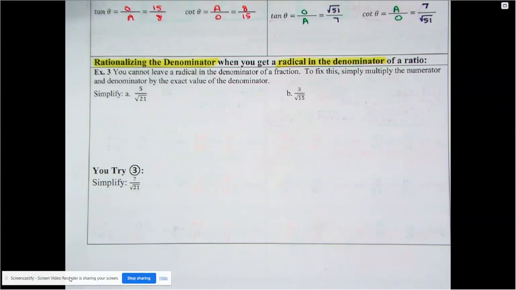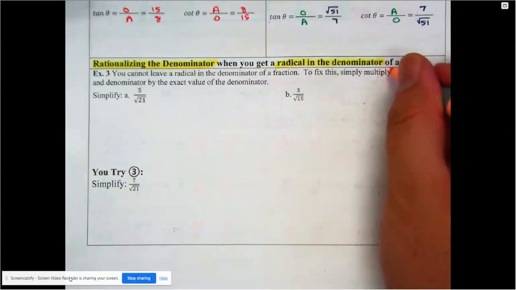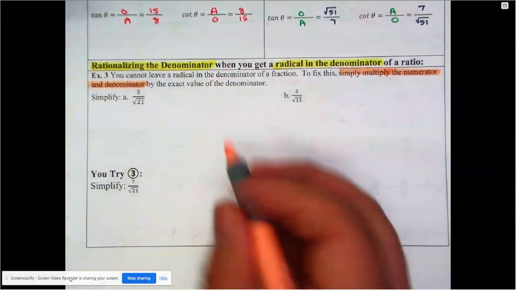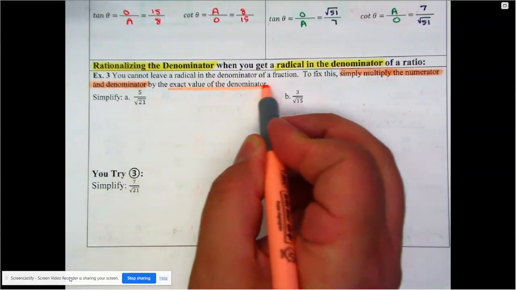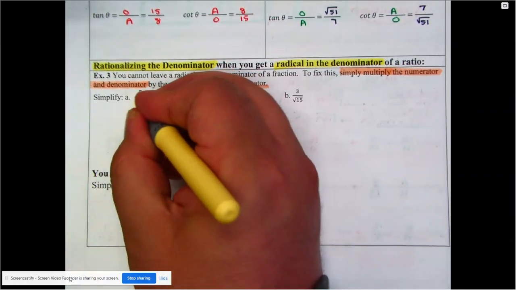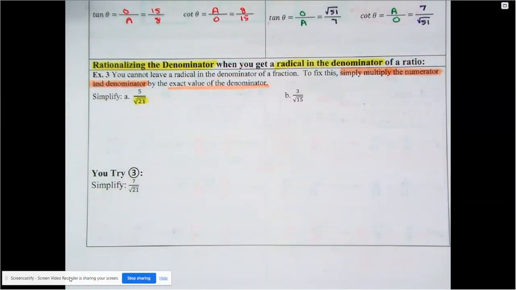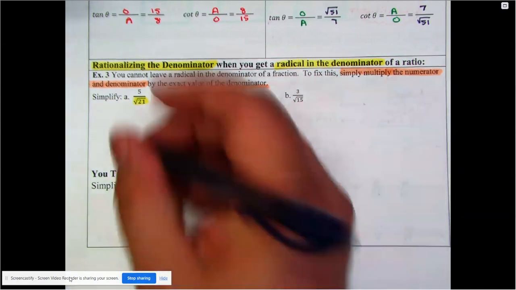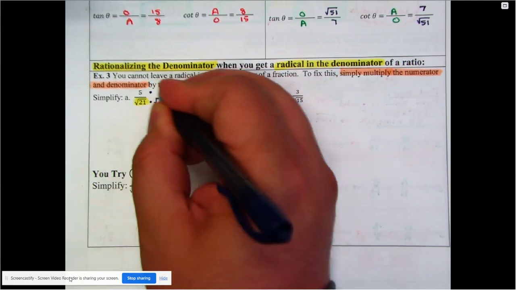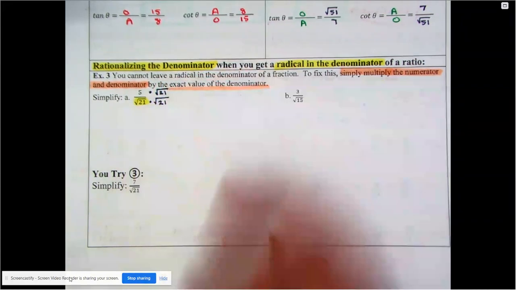Okay. To fix this, simply multiply, and there's the key. So simply multiply the numerator and the denominator by the exact value of the denominator. So what they're saying is, whatever number you see at the bottom, multiply by it. So here's what they mean. The problem right here for this one is that there's a radical 21 at the bottom of a fraction. Okay, we don't like that. Then I'm going to multiply the bottom by a radical 21. But if you do it to the bottom, you have to do it to the top as well.